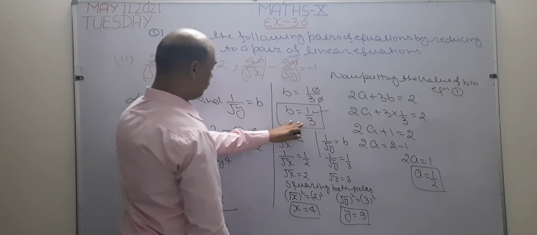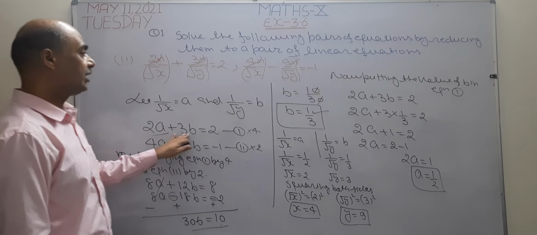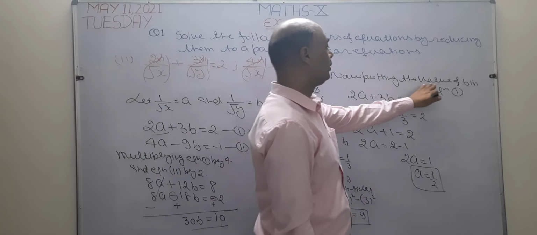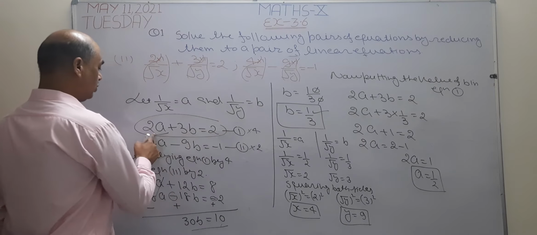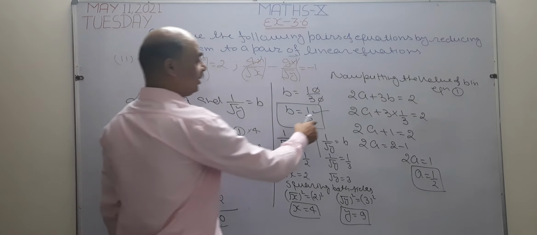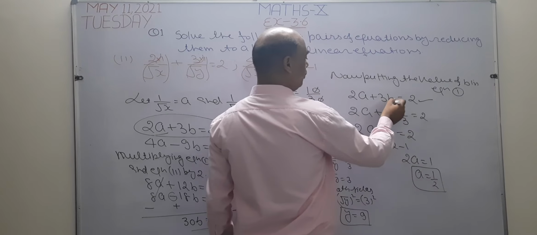Now what is the next step? We have to substitute this value of b in equation number 1. So I write here, now putting the value of b in equation number 1. What is equation number 1? This is our equation number 1. 2a plus 3b equal to 2. So I write here 2a plus 3b equal to 2. Now I am going to substitute the value of b.